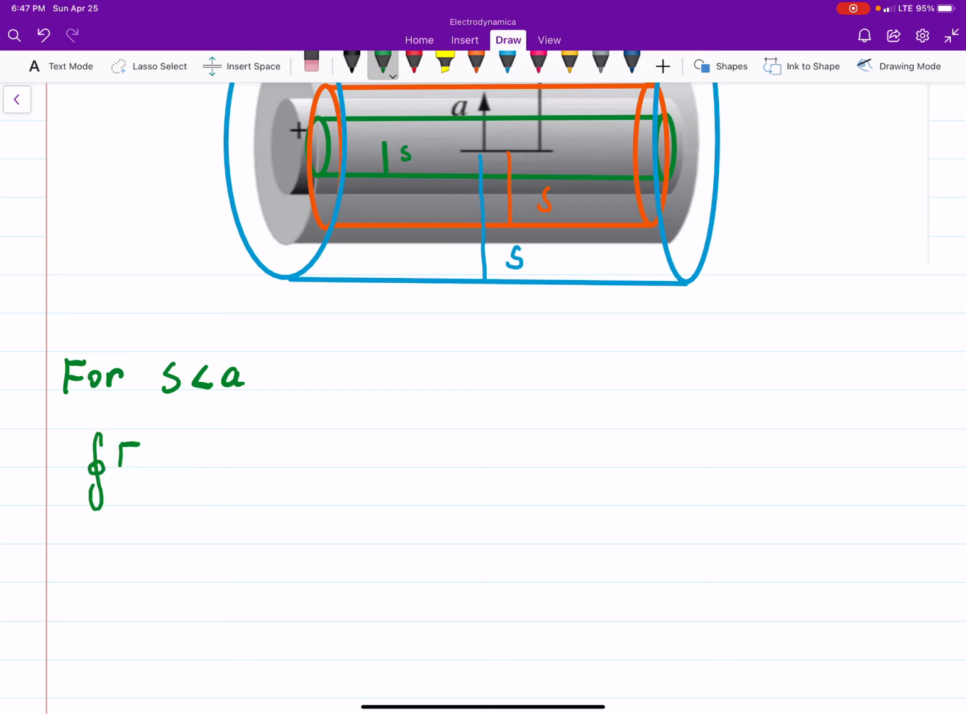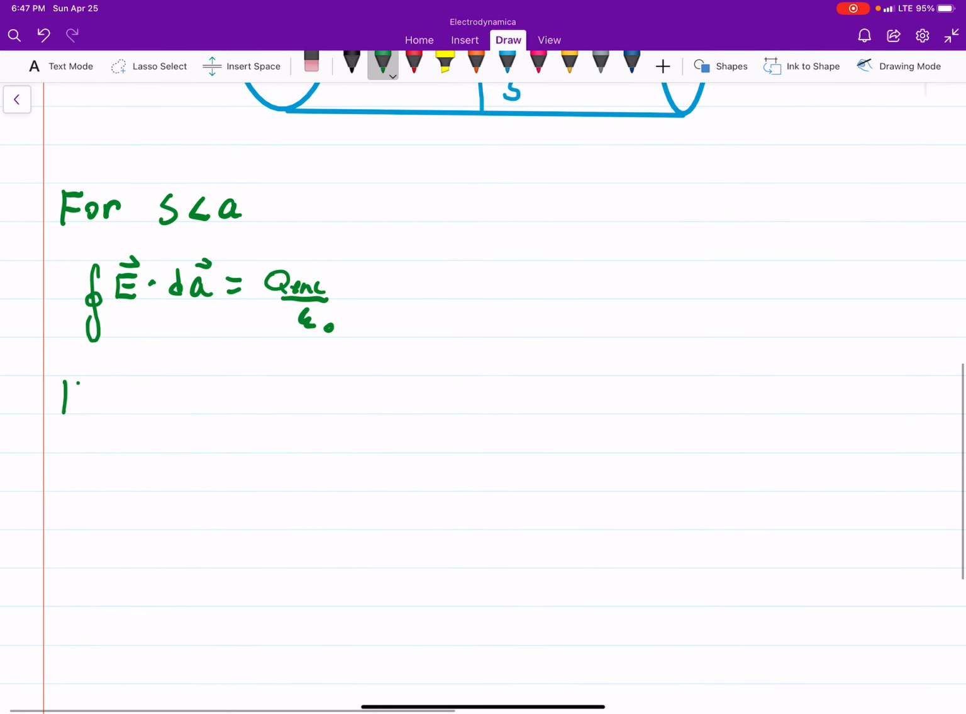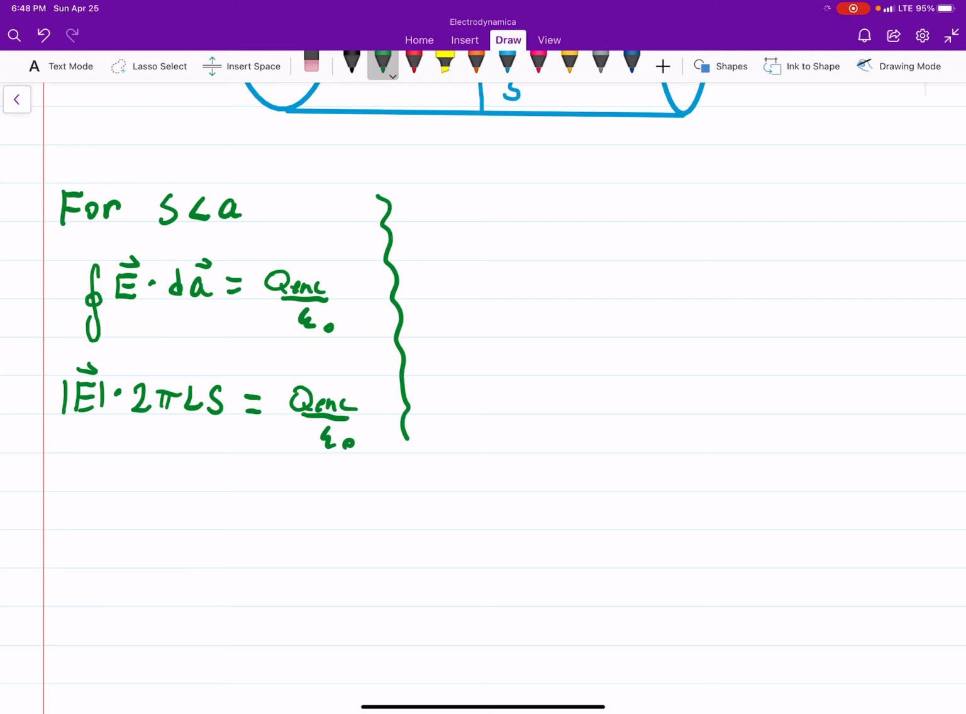And we do Gauss's law here. I'll go a little slow on these at first. So when we do Gauss's law, we're going to get the magnitude of our E field as usual. And then for that surface area, we'll get 2πls. And that's equal to Q enclosed over epsilon naught. And as usual, the biggest problem here is trying to find the enclosed charge. So I'm going to do that over here.